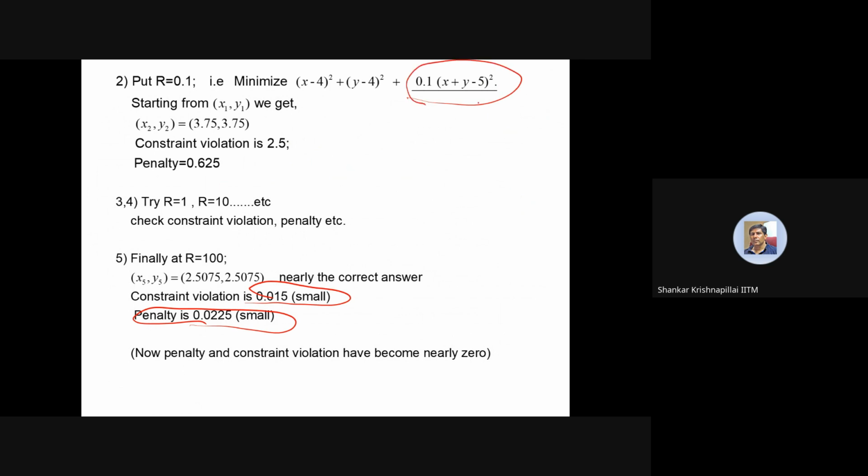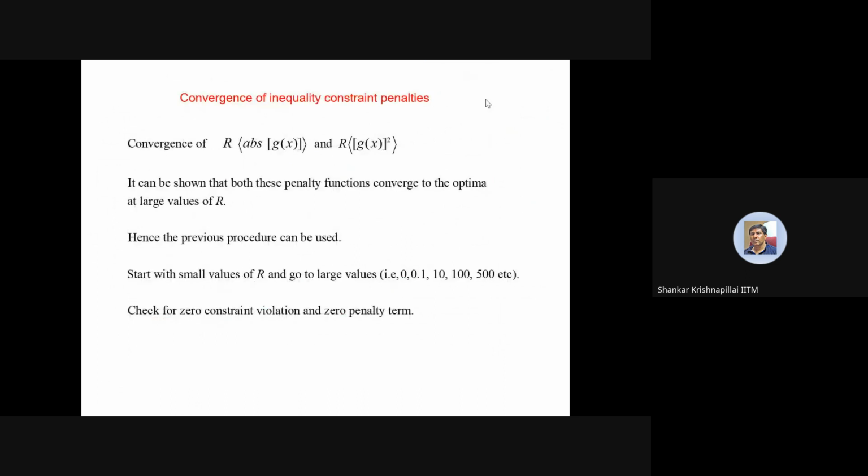Penalty is this thing. And for constraint violation, you have to substitute x and y in this equation and find this value, and it must be equal to 0 if there is no constraint violation. So next we look at convergence of inequality constraint penalty functions, that is, penalty functions of the type absolute value of g(x) or g(x) the whole squared.